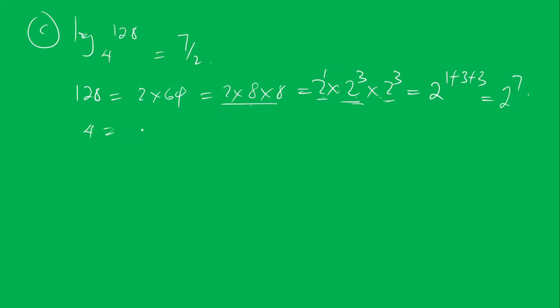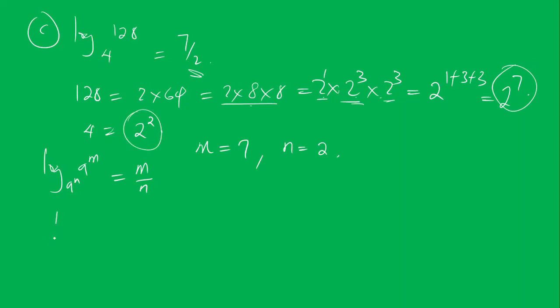Now, for 4, you have 2 to the power 2. So if you now apply that rule where you have log a to the power m to base a to the power n, you have m all over n. If you apply it, you see that your m is equal to 7, while your n is equal to 2. So that means this is correct. So from here and here, you now have log 128 base 4 as the same thing as log 2 to the power 7 to base 2 to the power 2, which is equal to 7 all over 2.